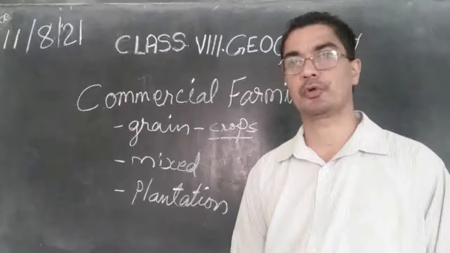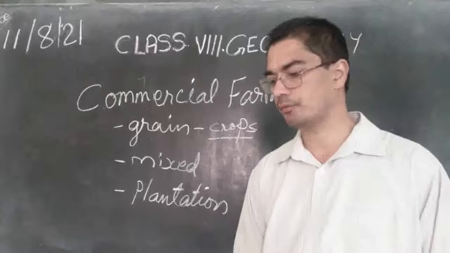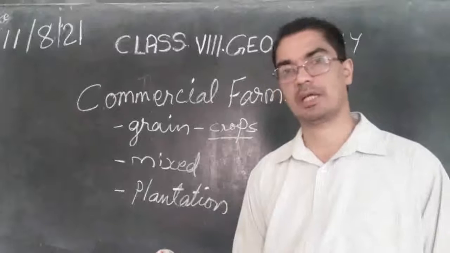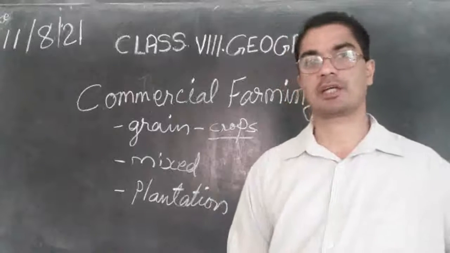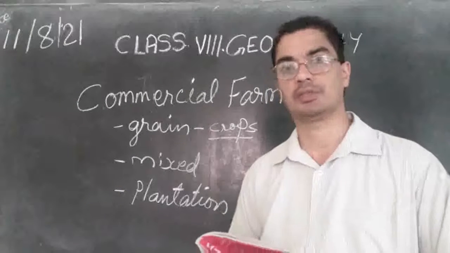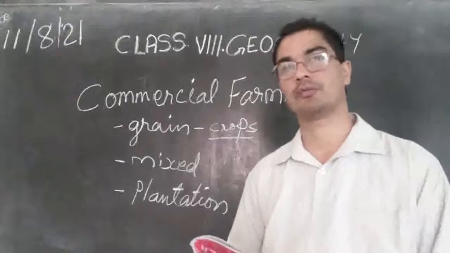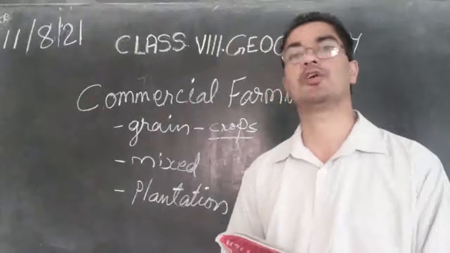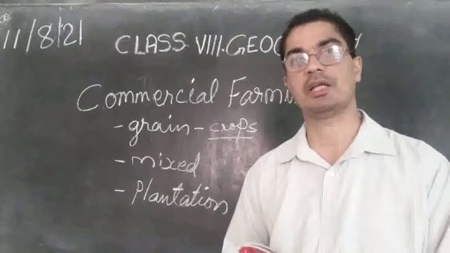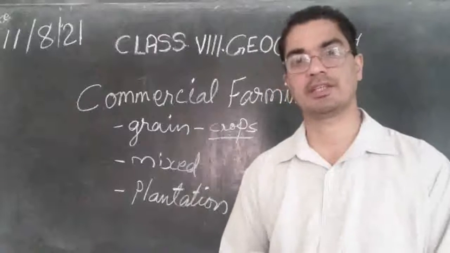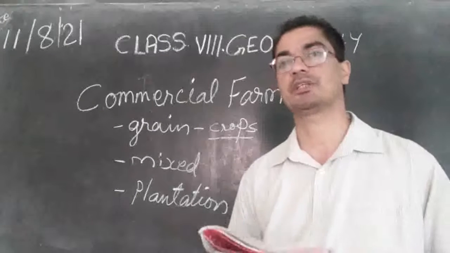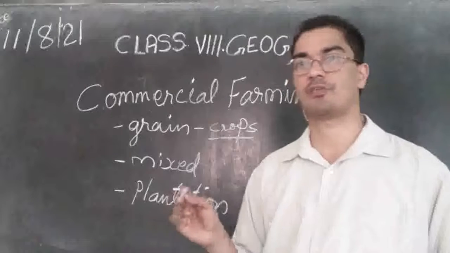Then it is practiced in Europe, Eastern USA, Argentina, Southeast Australia, New Zealand and South Africa. These are the countries that are involved in this mixed farming. In Europe it is there, in Eastern USA it is there, in Argentina it is there, in Southeast Australia it is there, in New Zealand it is there, and also in South Africa. So remember the names of these countries that are practicing mixed farming.